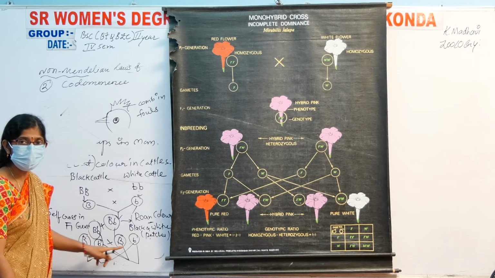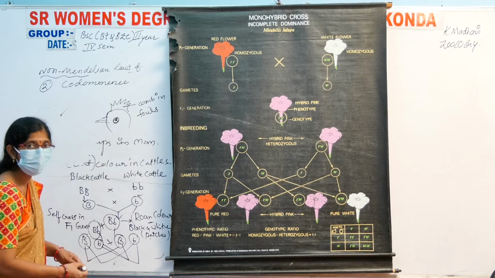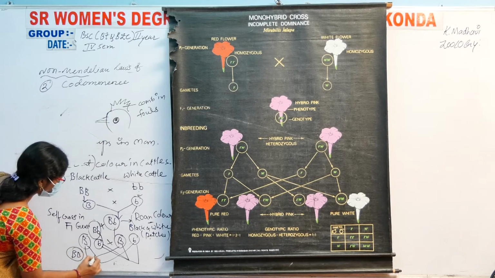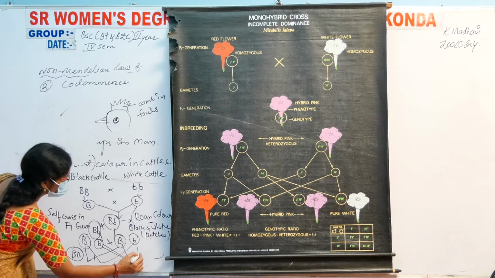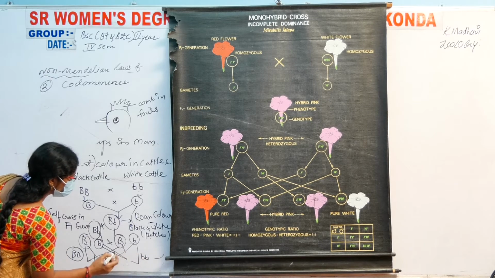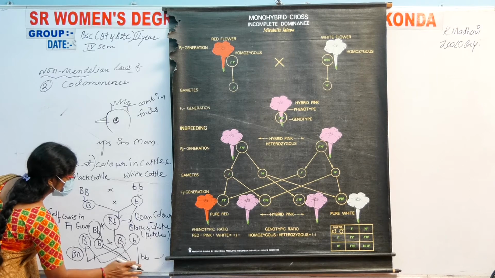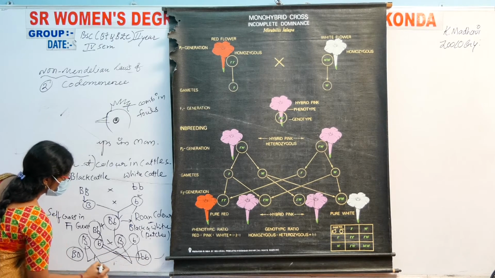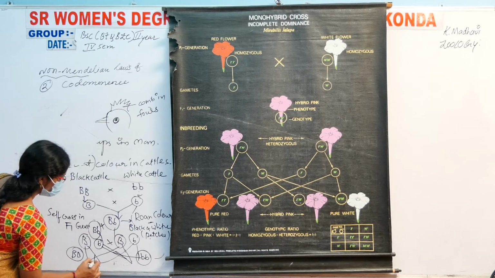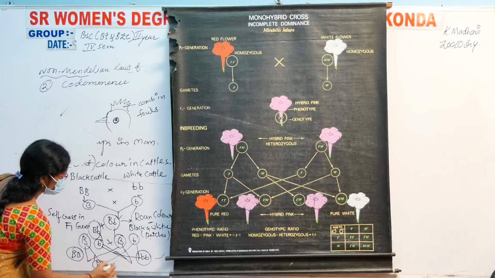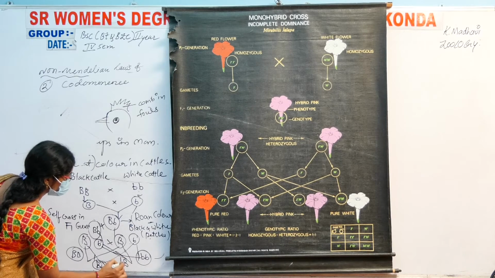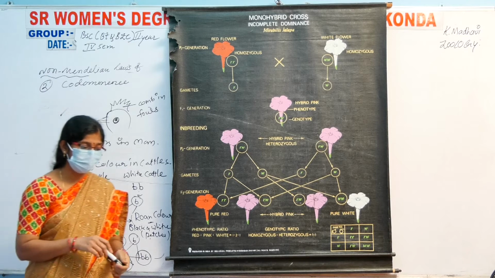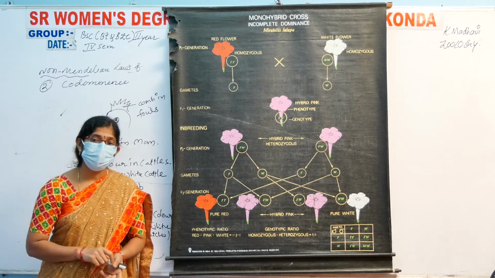They produce gametes, and these gametes give one pure, and two pure homozygous, and one of the roan color. This is about codominance.